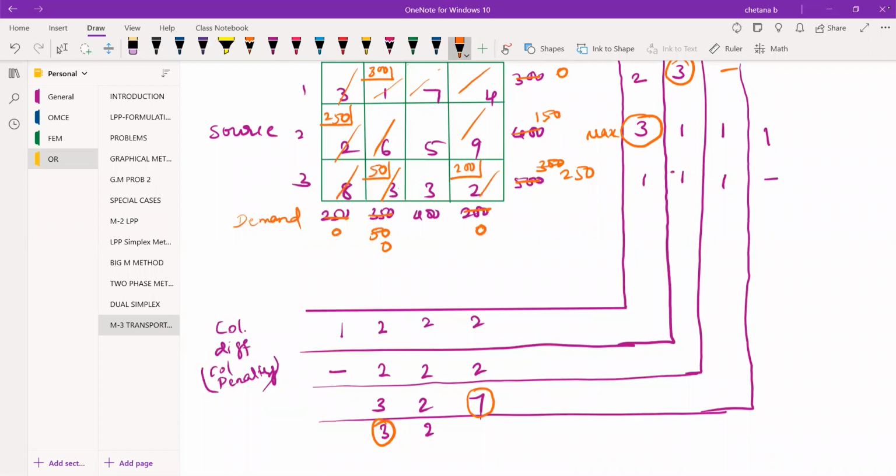So for the remaining 5 and 3, you need to pick the minimum cost value. So 3 will be the minimum cost value. For that you need to allocate the supply, which is 250, leaving 0. The 150 which is remaining goes to the last cell with cost 5. So this is 150, this is 0 and this is 0.